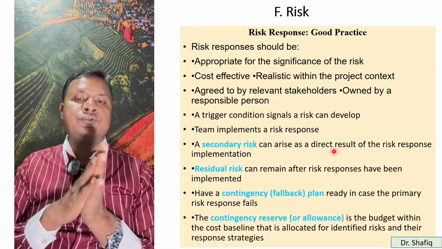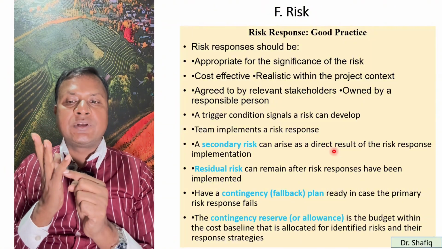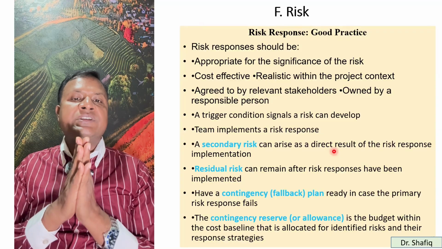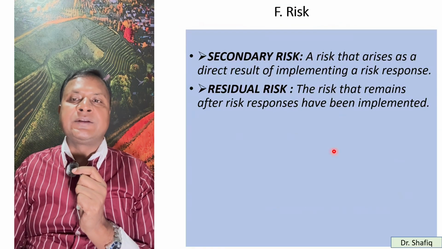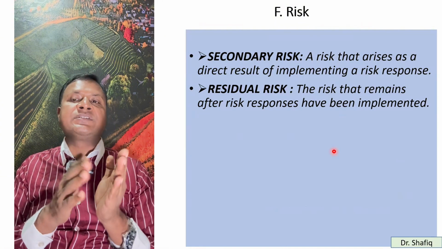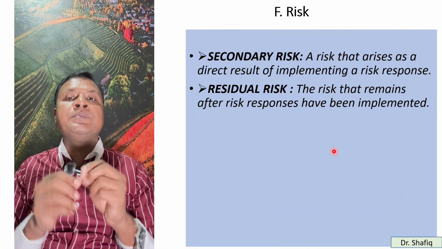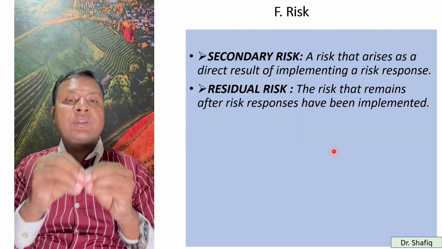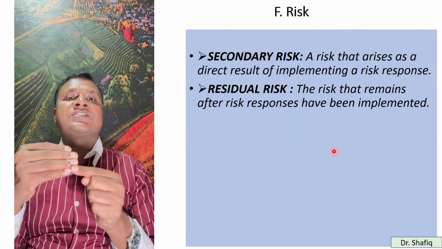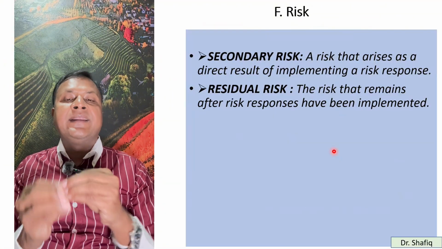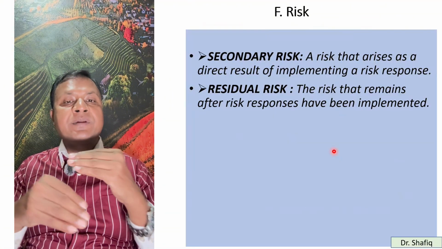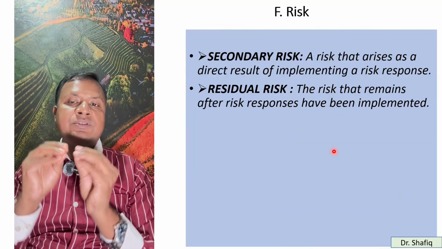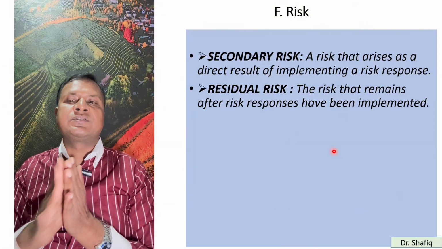So there are many ways. We should know the secondary risk, residual risk, contingency plan and contingency reserve. For risk response, we can use them. So what are they actually? Secondary risks are risks that arise as a direct result of implementing a risk response. So you are responding to a risk, and for that response, you are having another risk. That's called the secondary risk. And another is residual risk. So you have tried your best to address a risk. Still, there will be some lapses.